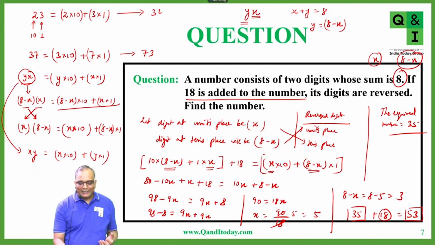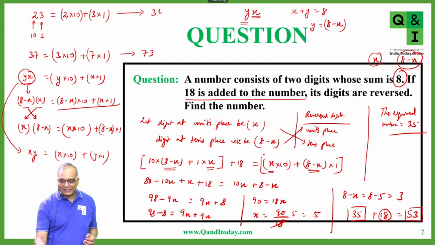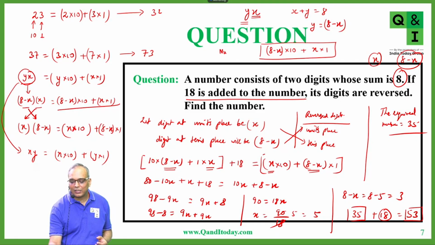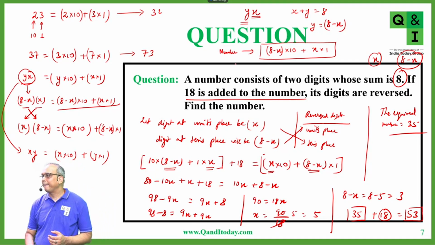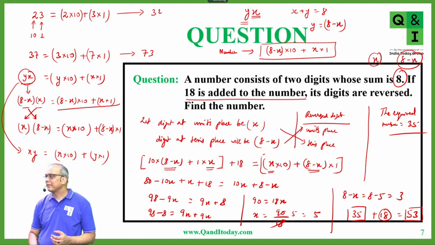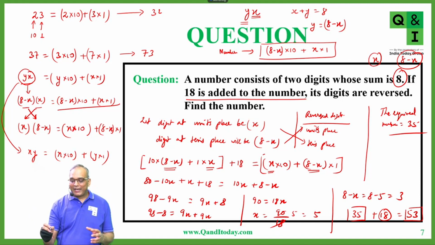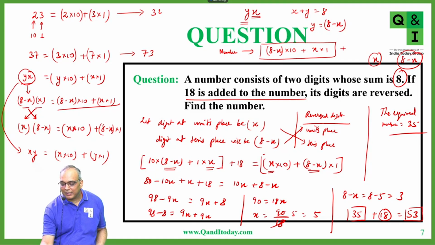Now, let's say we have a two-digit number. As I said, 8 minus x is at tens place. I will multiply it by 10 and x is at ones place. I will multiply it by 1. So this is the required number which we are talking about. Clear?